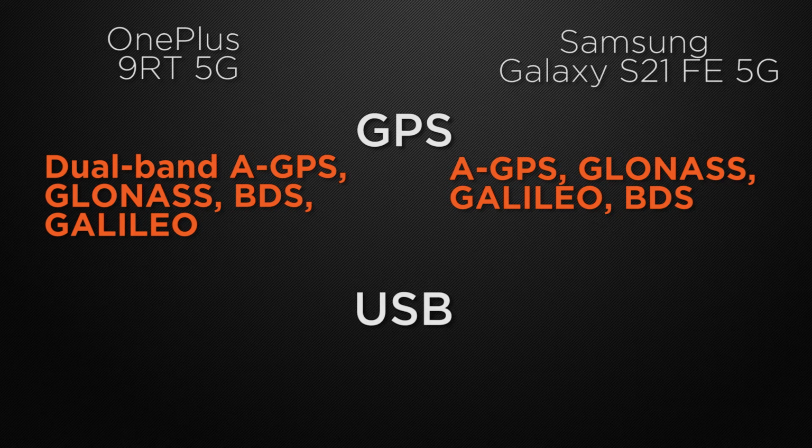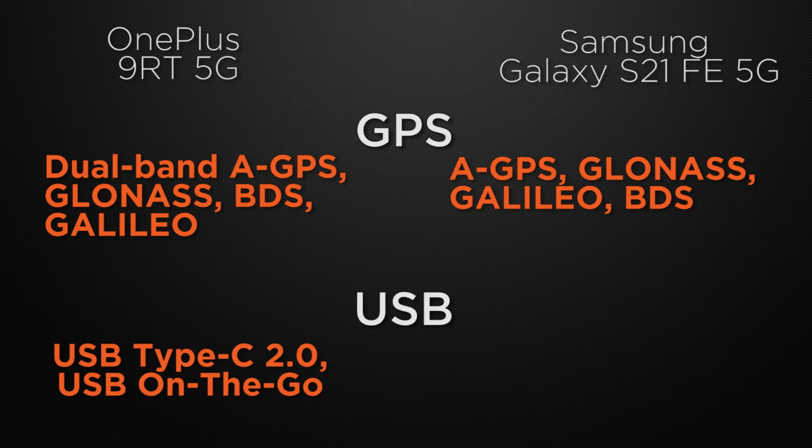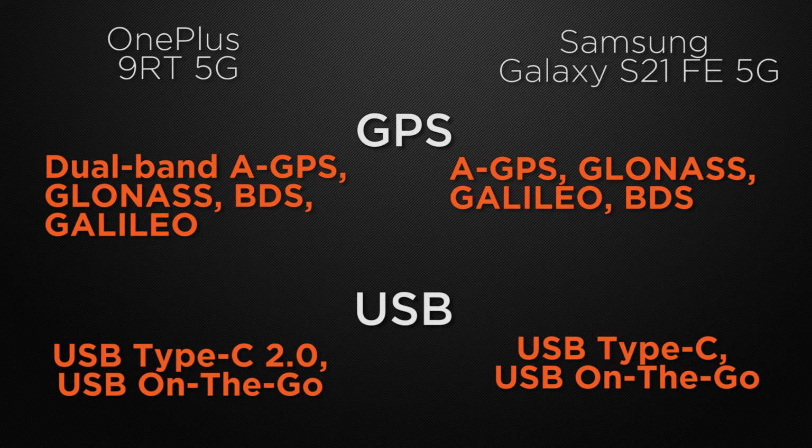And about the USB connectivity of the devices, 9RT comes with a 2nd gen Type-C connector with OTG support, whereas S21 FE has a 1st generation Type-C connector with OTG support. So in terms of newer generation, the winner here is 9RT because it has the 2nd generation Type-C connector, which can provide better transfer speed.